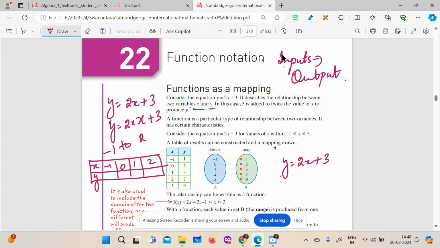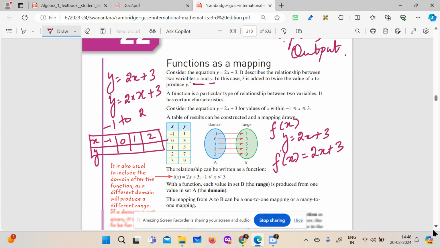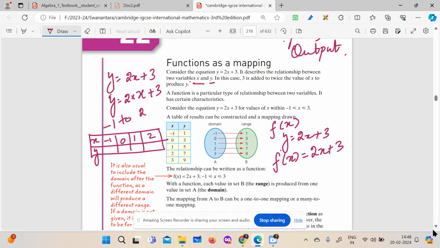This y can also be represented as f of x. Is this clear to you? So whenever it is written as y is equal to 2x plus 3 or as f of x is equal to 2x plus 3, you consider that f of x is nothing but y. Is this clear to you? Yes, Miss.